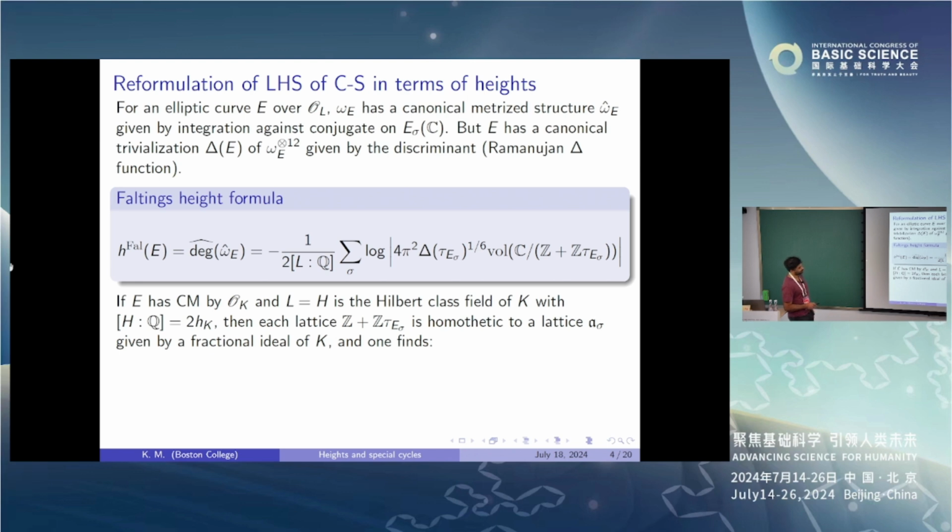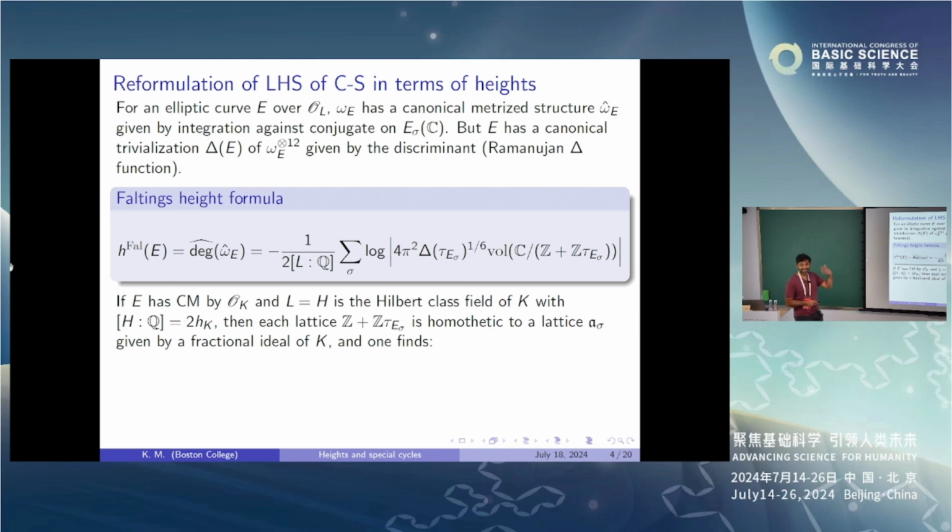So if E has complex multiplication by the full ring of integers, and in this case, I'm lying a little here, but anyway, you can take L to be the Hilbert class field. The reason I'm lying a little is that it's not guaranteed that E has a model over the full ring of integers in the Hilbert class field, but that's okay. Its Galois group over K is just the class group.